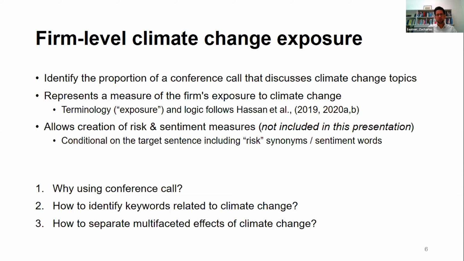In addition to this, we do the same exercise, but now condition on the presence of risk or sentiment words in the sentences where these climate-related bigrams pop up. So this data is also available, measuring more narrowly climate-related risks and sentiment.